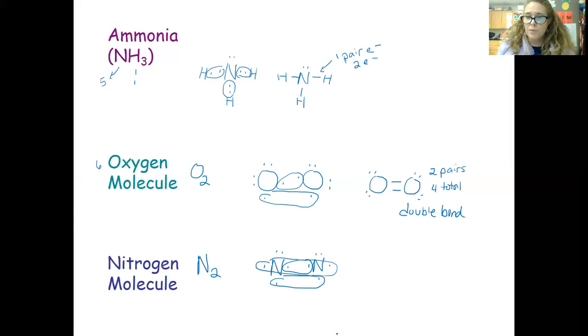So now I have those 3 circles. So I have my 2 nitrogens and I have formed 3 bonds. That's called a triple bond. Don't forget, each of those nitrogens has 2 electrons. So I'm going to put those here and I'm going to put those there.